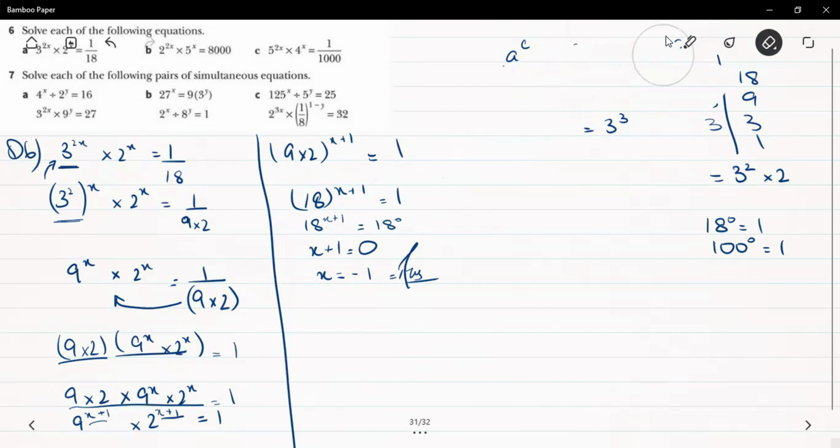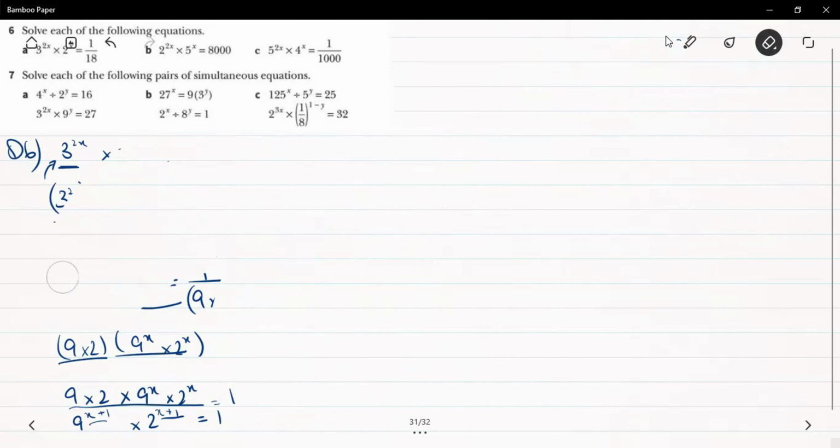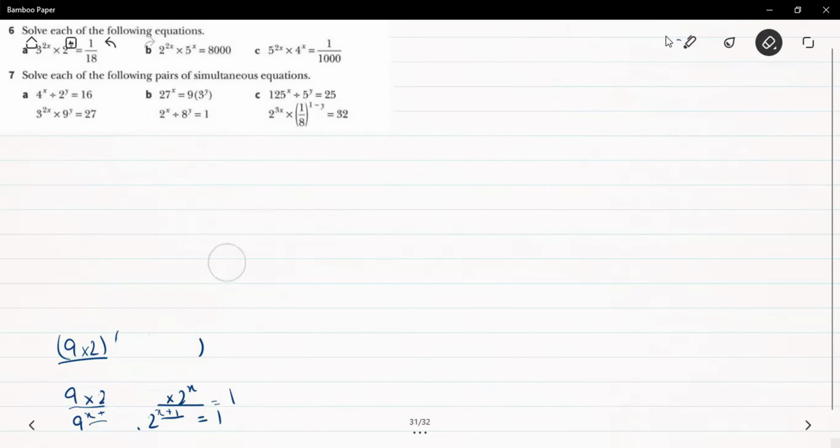Let me raise this up. This question has been a little bit messy, but I hope you get the concept of this. Anything which is not clear, write it in the comments. I tried my best to answer your questions. Okay.